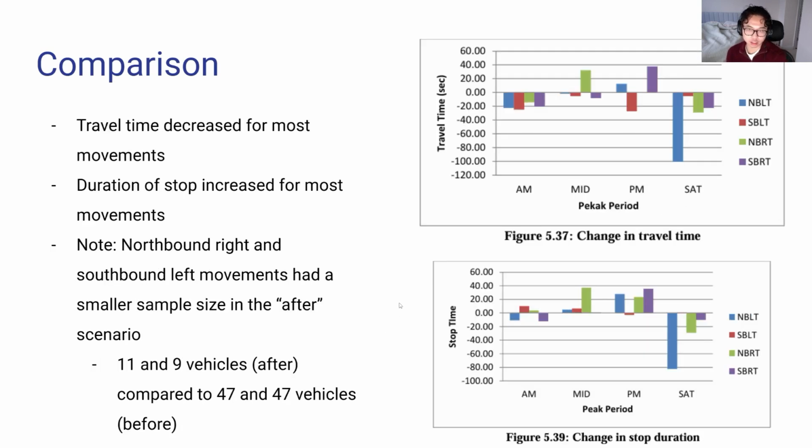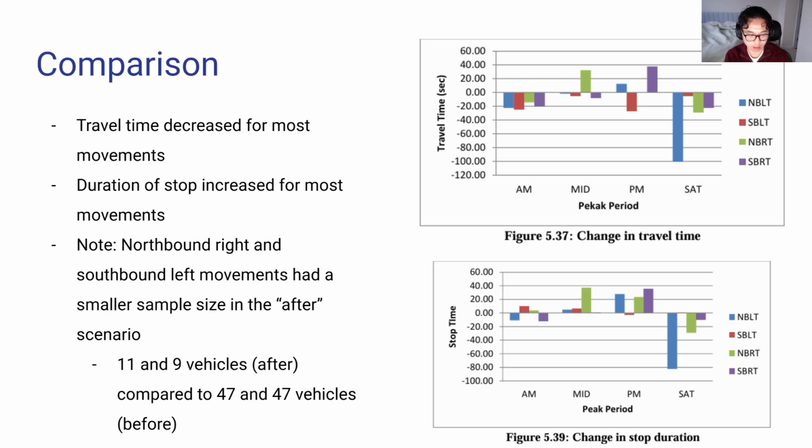So again, continuing with the comparison, travel time actually decreased for most movements, as you can see here. Most of the movements are in this negative, under zero area. Duration of stops actually increased for most movements, as you can see here. Most are above zero.